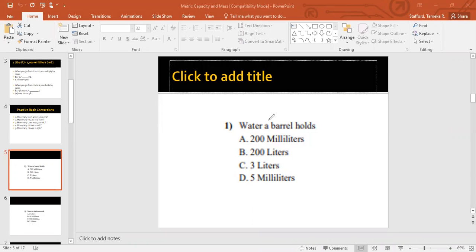All right, so we know that that would not be 200 milliliters because that would be 200 drops. All right. 200 liters maybe, so I'm going to put a question mark. 3 liters probably not going to be enough because that's only going to be 3,000 drops. And then 5 milliliters, definitely not. So the best answer for number 1 is going to be B. All right, let's go on to the next one.